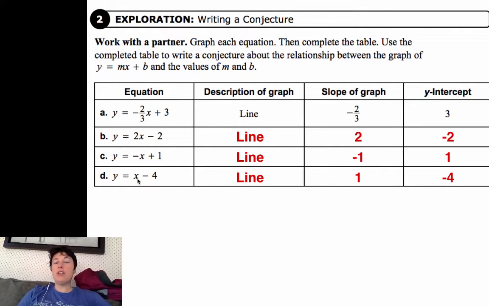And then for letter D, when it's just the x, well, what number is in front of the x that you really can't see is a 1. So that's a slope of 1. And then the y-intercepts are a little bit more obvious, that plus b. So for letter B here, we have a minus 2 y-intercept, and then for C, we have a plus 1 intercept, and D is a negative 4. So negative 2, 1, and negative 4 is what goes in your table.